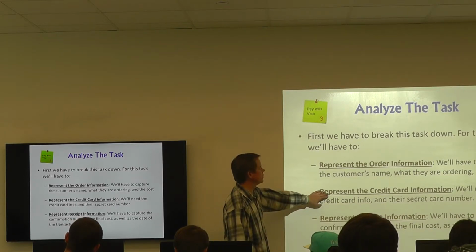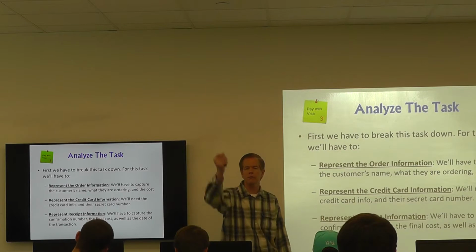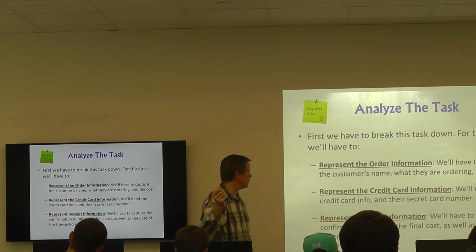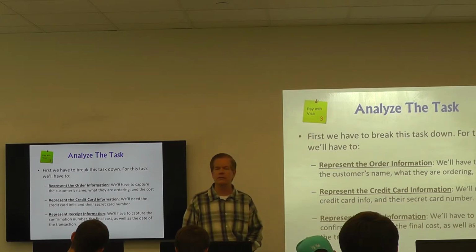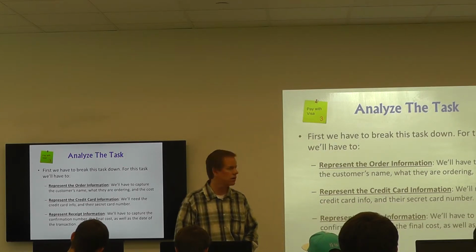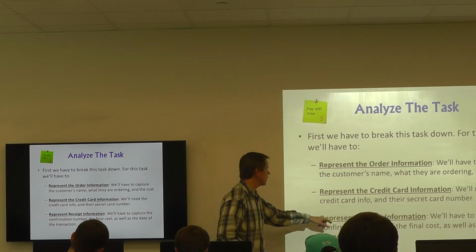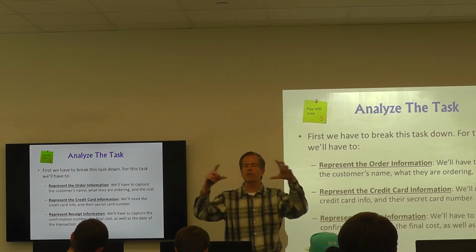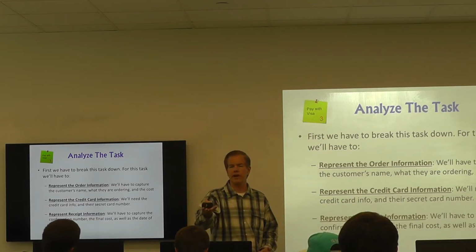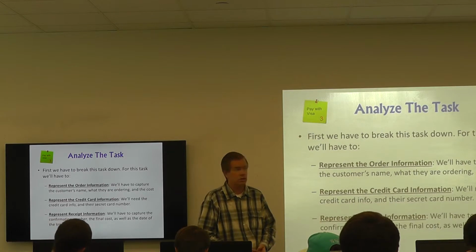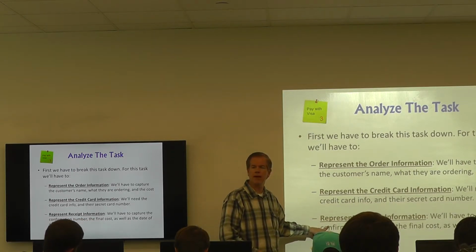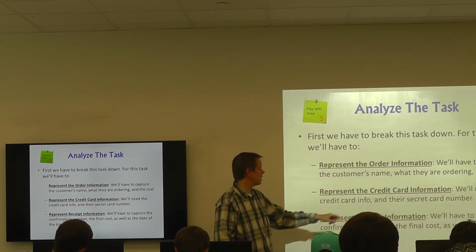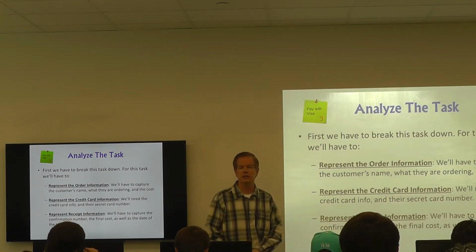We're going to have to represent the credit card information. Okay? When I actually pay with my credit card, there's 2 pieces of information they're going to need. The credit card info and the secret card number, right? Okay? And then finally, we're going to have to represent the receipt information. So when we've completed the transaction, we need to provide the user with a receipt for what they just did. And so we'll have to capture the confirmation number that came back from Visa, the final cost, and of course the date of the transaction.